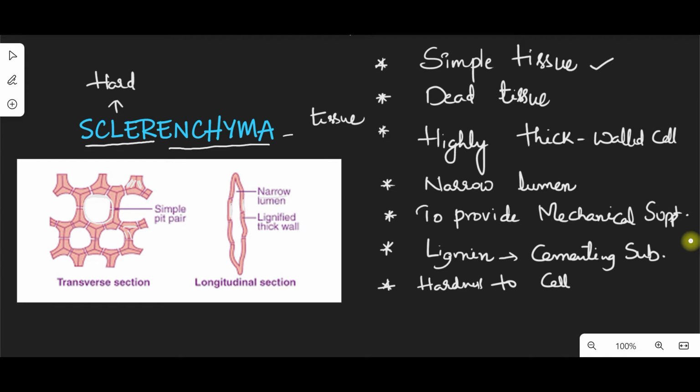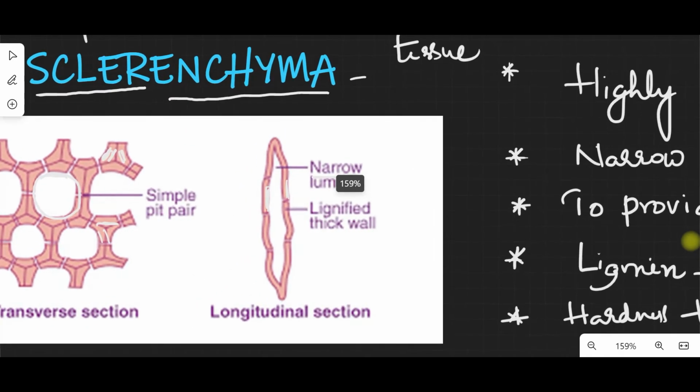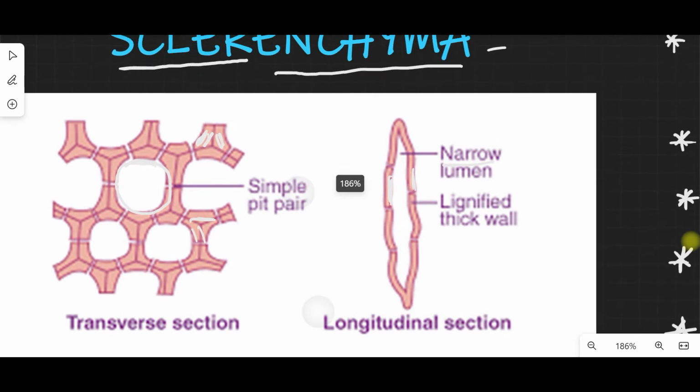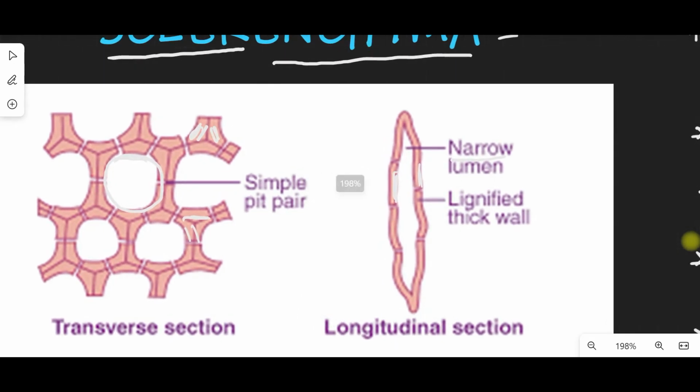But you will often see, I am just maximizing the diagram, are you able to see it? There are gaps present here and there. You can see, I'll just change the color so that you can. So this is the gap. This is the gap.